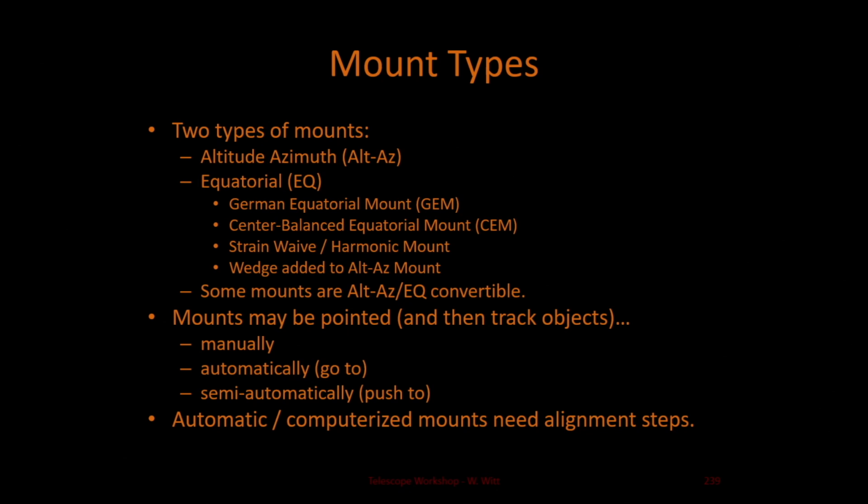And there's different flavors, things called German equatorial mounts, center balanced. A new thing that came over recent years is strain wave or harmonic mounts, and there are things called wedges. These we'll talk a little more in the add-on video. And some mounts are actually convertible between these two flavors, and we'll talk about each of these flavors a little bit in a second. And then mounts can also be manual.